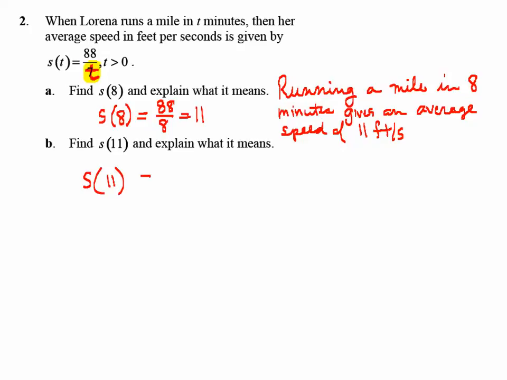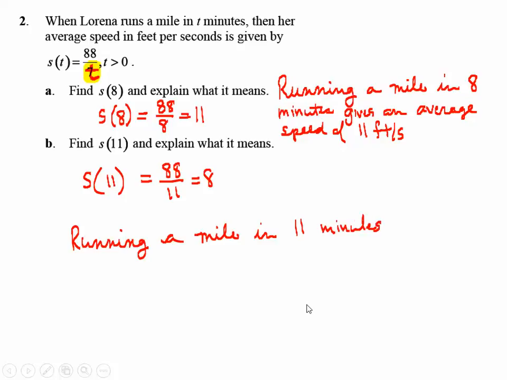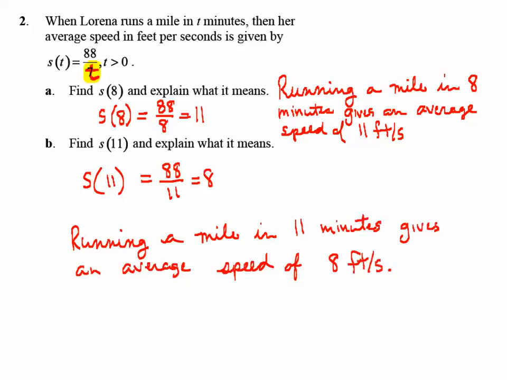So 11 is the input now. So 88 divided by 11 actually just gives you an 8 this time. Now this one's a little bit opposite of what we had before. Running a mile in 11 minutes this time gives an average of 8 feet per second. Are we good there?